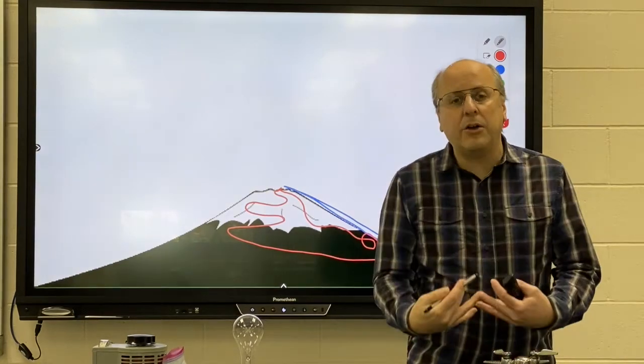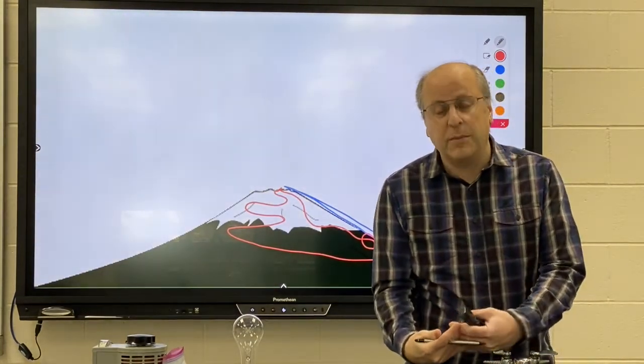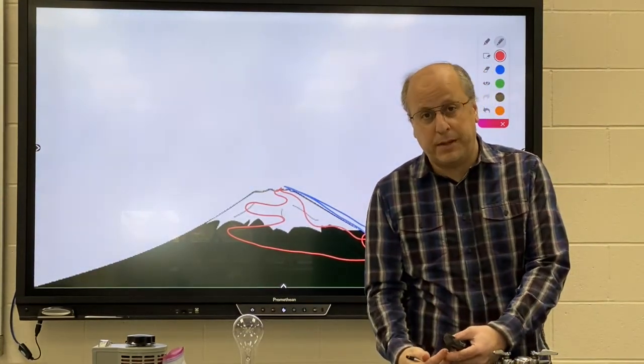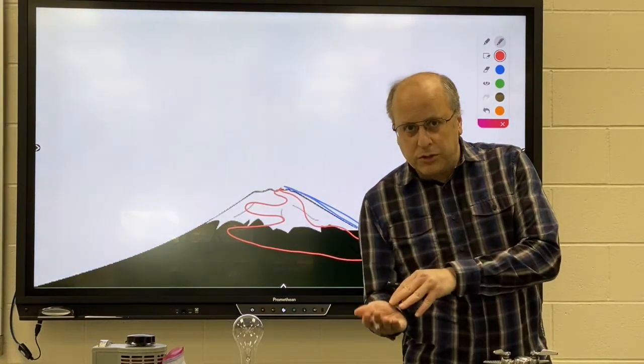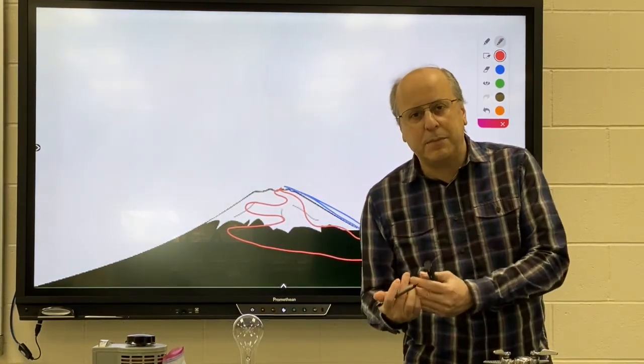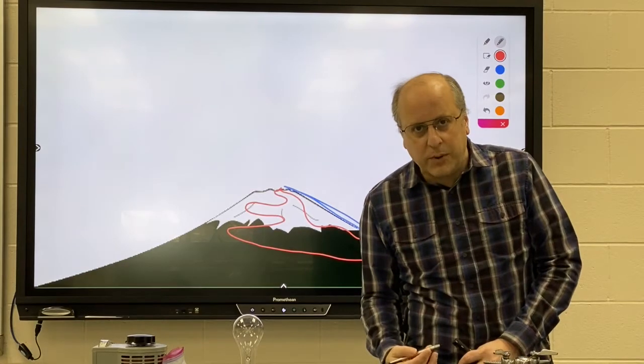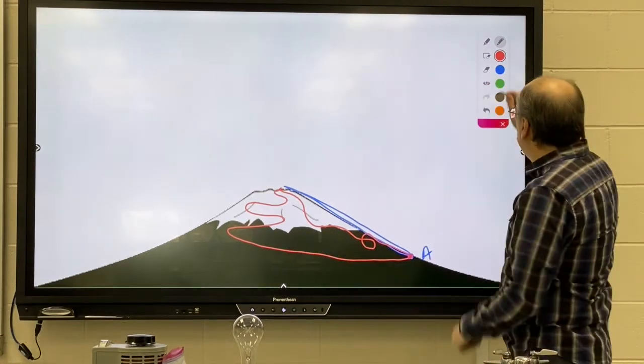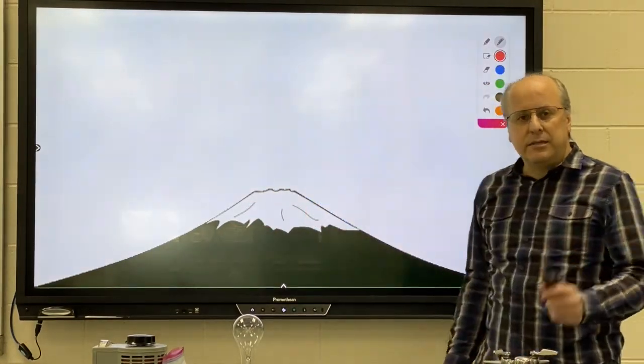No matter how you take this loop, no matter how complicated the loop, when you return to where you started, you're going to have the same potential energy that you started with. Okay, so your net change in energy is 0.